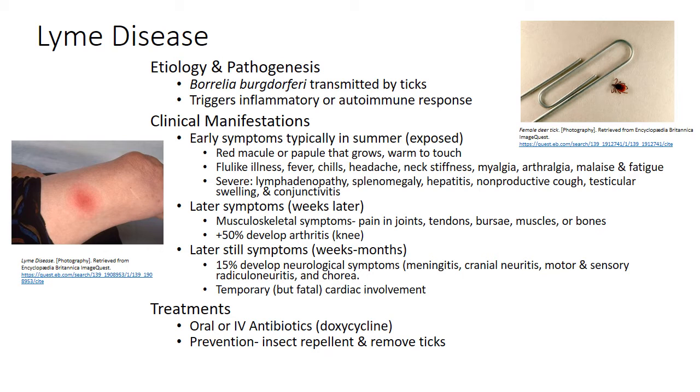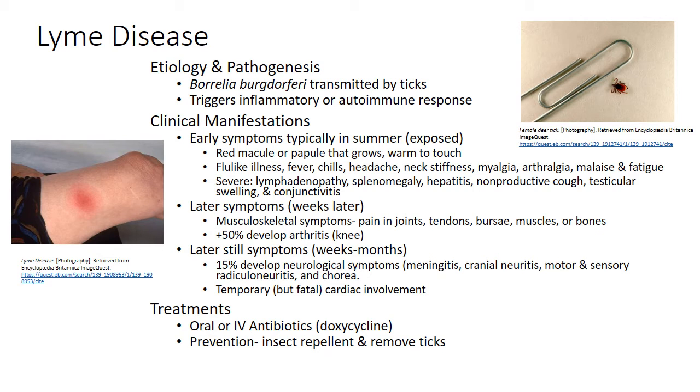We call this bullseye erythema migrans. You can kind of see it in the picture on the left, where it's darker in the center and then it spans out. It gets bigger, it gets redder, it feels warm to the touch. It's accompanied by flu-like symptoms: fever, chills, malaise, which is that general feeling of unwellness, headache, neck stiffness, myalgia, which is muscle pain, and arthralgia, which is, can you guess?